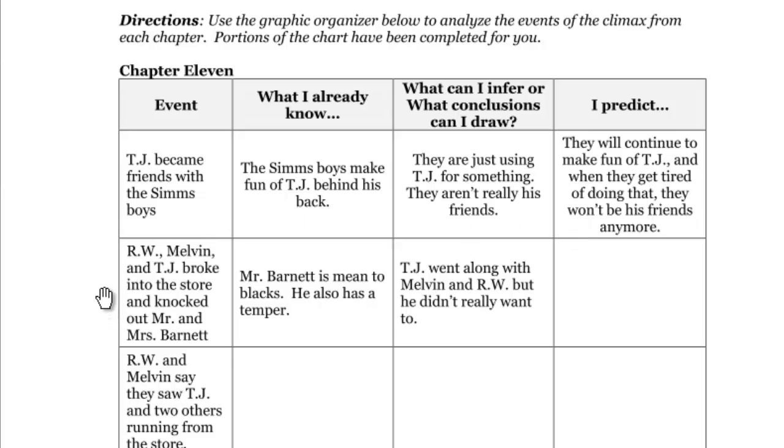The next one, when RW, Melvin, and TJ broke into the store and knocked out Mr. and Mrs. Barnett, what we already know is that Mr. Barnett is mean to blacks. He also has a temper. So what we can infer is that TJ went along with Melvin and RW, but he didn't really want to. And so what we would probably predict is that this is going to be part of the split between TJ and Melvin and RW. TJ is getting very uncomfortable now, and there's probably going to be a conflict between them. So that's part 1, and go ahead and pause the video while students work on part 1.